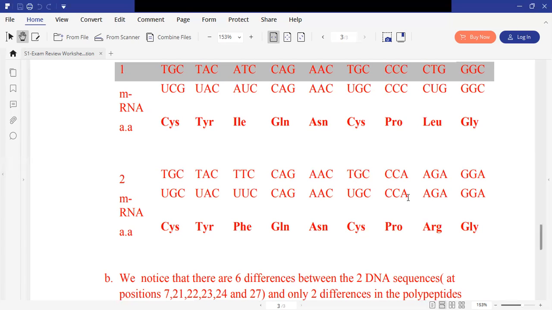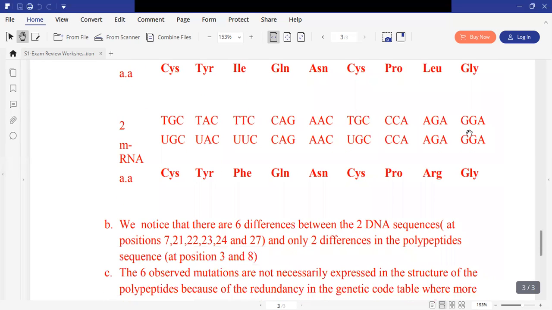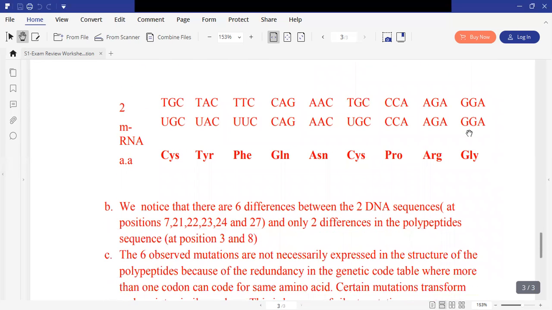At the level of the polypeptide or the amino acids: cysteine, tyrosine, isoleucine here, phenylalanine, glutamine, asparagine, cysteine, proline, leucine, arginine, and the last one they have the same. So we have only two differences at the level of the polypeptide, at position 3 and position 8.